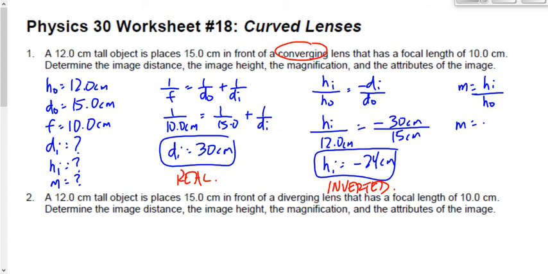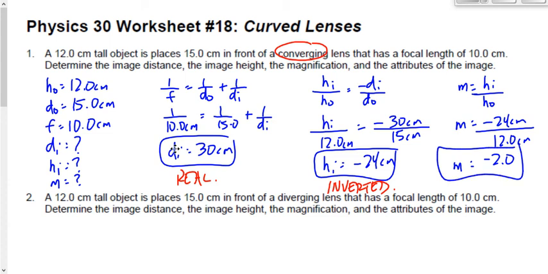HI is negative 24 centimeters. HO is 12 centimeters. We're going to get a value here of negative 2.0. What are the units that go along with the magnification? There are none, right? There are none. So there we go. What does that tell us? A magnification of negative 2. No, not at all. No, exactly the opposite.